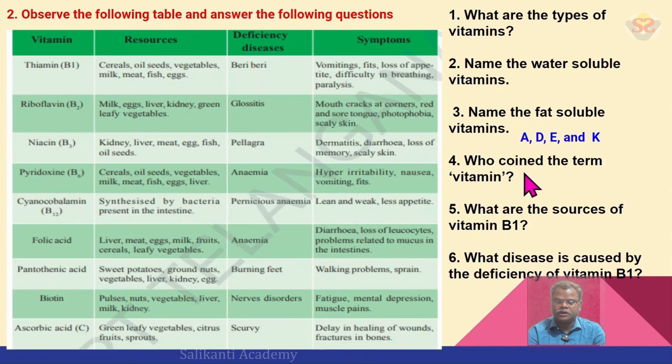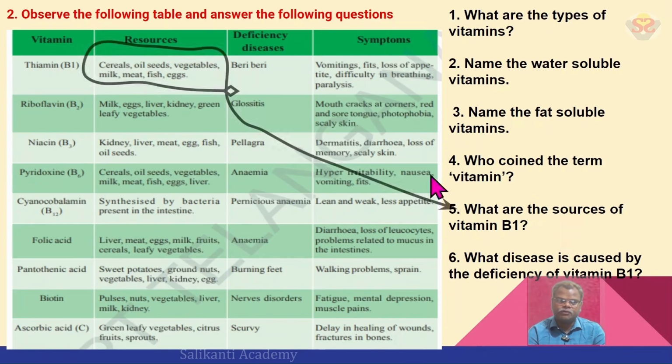Who coined the term vitamin? Casimir Funk. What are the sources of vitamin B1? Cereals, oilseeds, vegetables, milk, meat, fish, eggs.